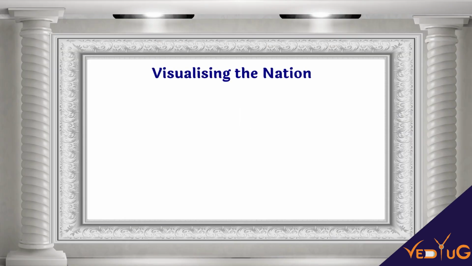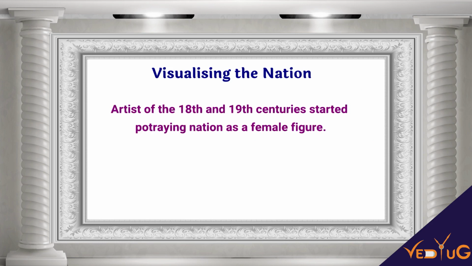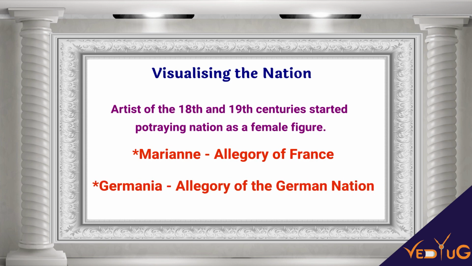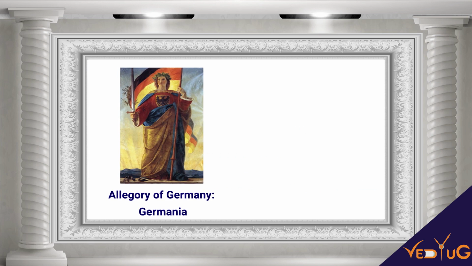So let's come to our next topic, visualizing the nation. Artists of the 18th and 19th century personified the nation as female figures. Now these female figures did not stand for any particular woman in real life, and the female figures became the allegory of the nation. Marianne became the allegory of France, and Germania became the allegory for Germany. You can see their pictures in the video.